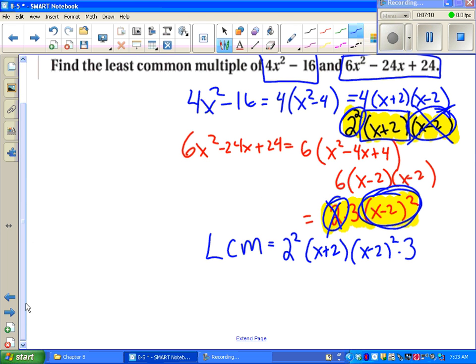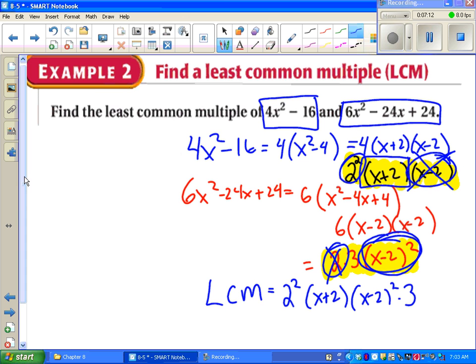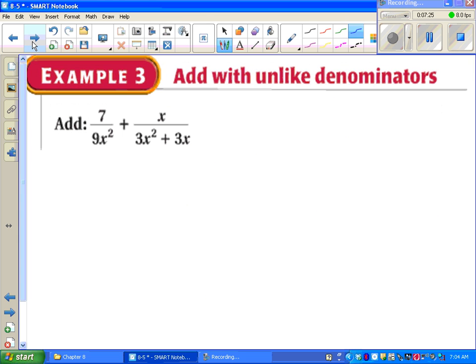It's kind of a long process. You've got to factor. You've even got to factor your numbers with a factor tree. But eventually you get to your LCM. Now we're going to see that in an example with fractions.